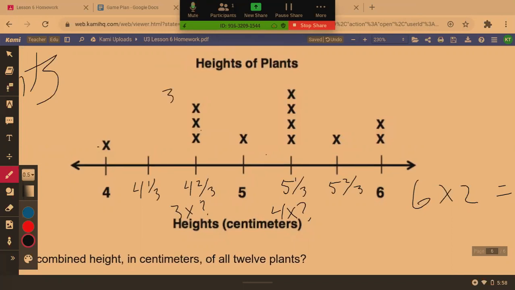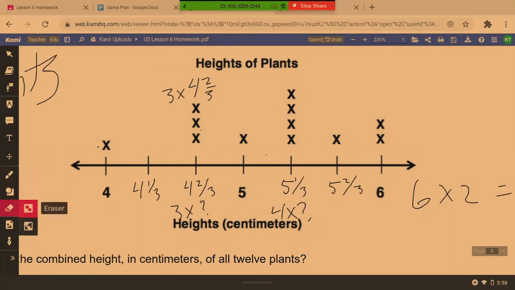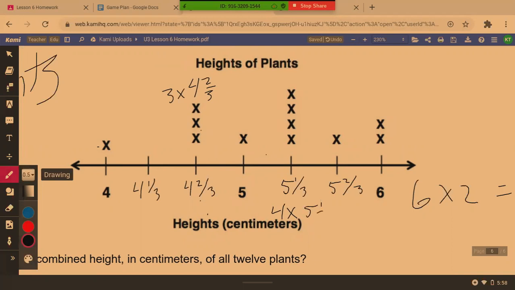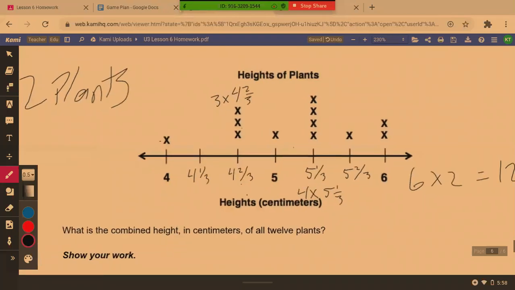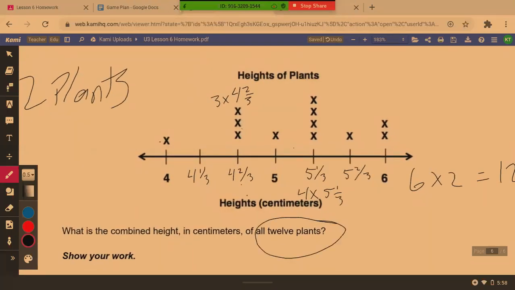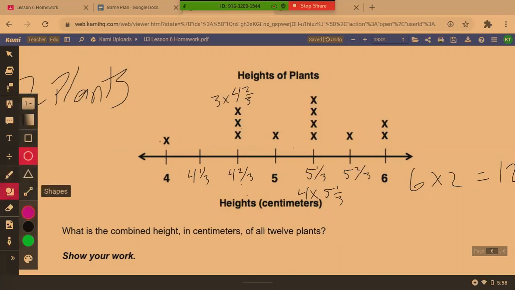So we're going to be doing 3 times 4 2/3. Then we're going to do 4 times 5 1/3. Then once we figure out the amount in each height category, we'll add up the entire total to figure out the height of all the plants, of all 12 plants. So let's focus on, let me circle it. Let's do this category first.